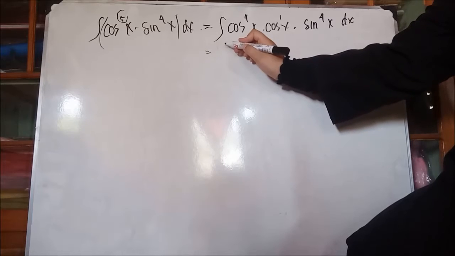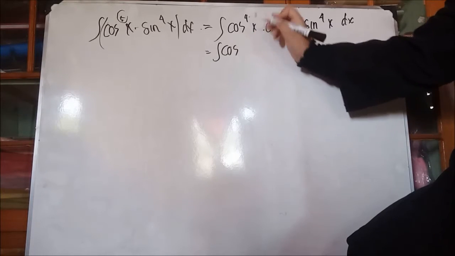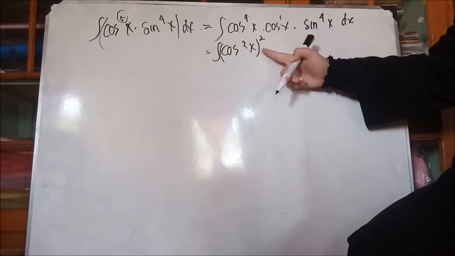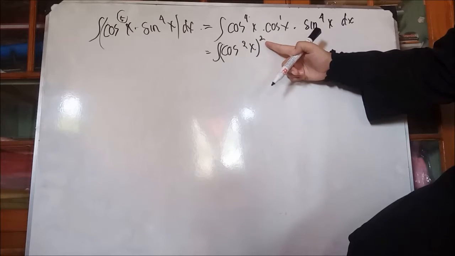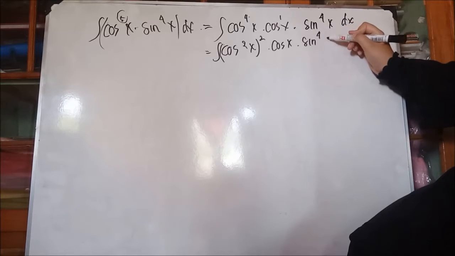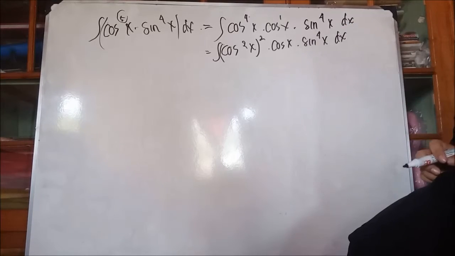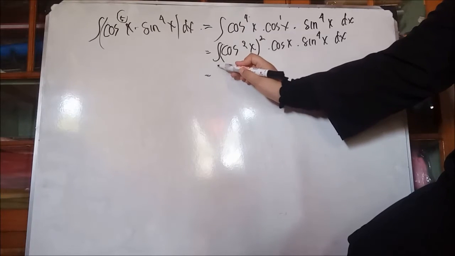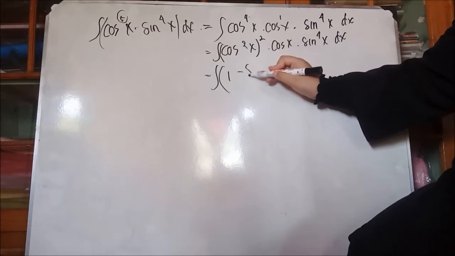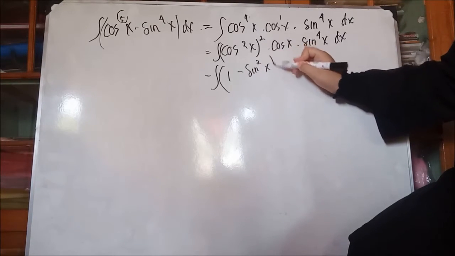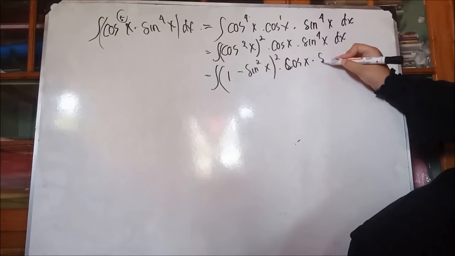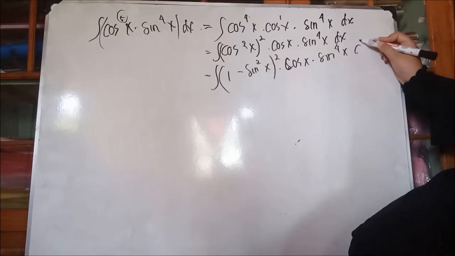And then we can continue with the integral of cos to the power of 4, which is the same as cos squared to the power of 2, times cos x, times sin to the power of 4 x dx, right? And then the integral of cos squared x we can change with 1 minus sin squared x. And then we have the square here, times cos x times sin to the power of 4 x dx.